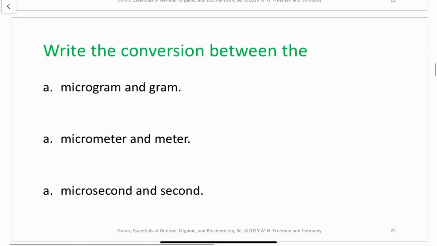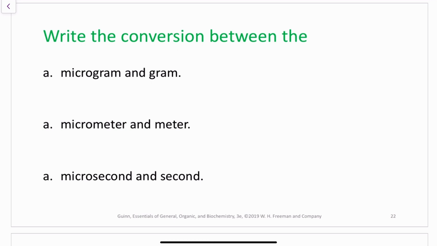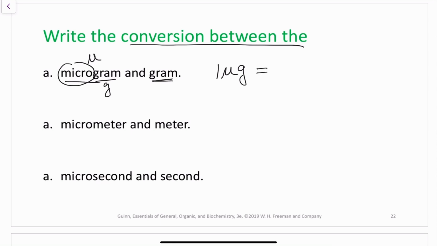Okay, now let's try some of the problems given in the slide. Write the conversion between microgram and gram. The micro prefix has the symbol μ, right? So 1 microgram, where g is gram, is equal to how many grams? When I see micro, it is 10 to the power negative 6, and the base unit remains the same, g. So 1 microgram is 10 to the power minus 6 gram.